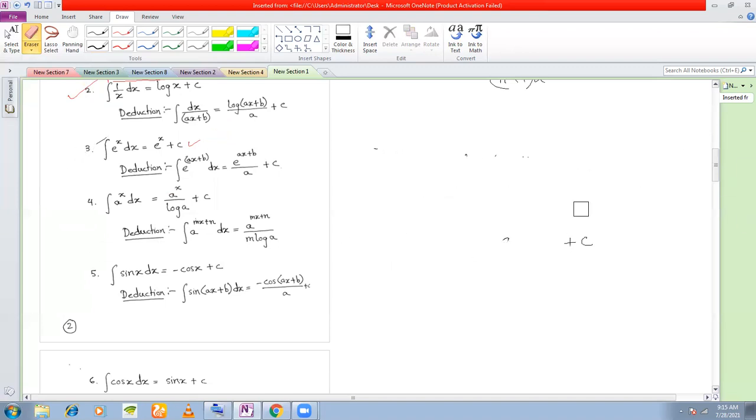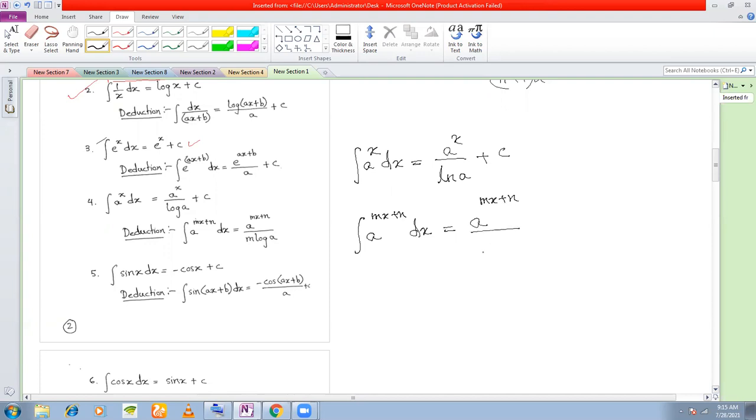Similarly, you have integral a to the power of x dx. The formula here is a to the power of x by ln a, natural log of a, plus c. Now, if I want to integrate a to the power of mx plus n, where m and n are constants, then what do I have to do? I will integrate in the normal manner. I will write this as a to the power of mx plus n divided by ln a.